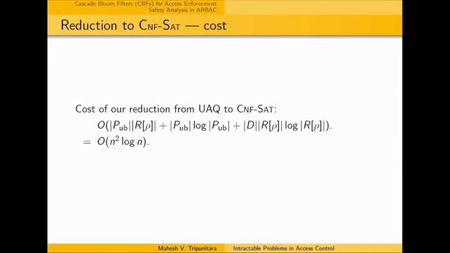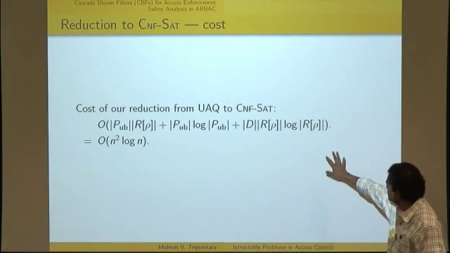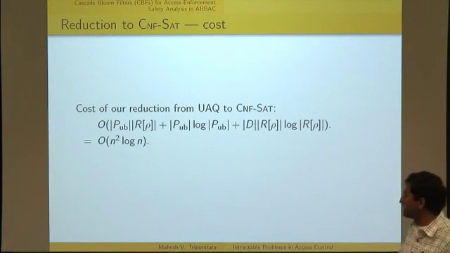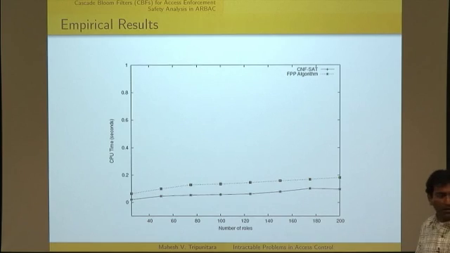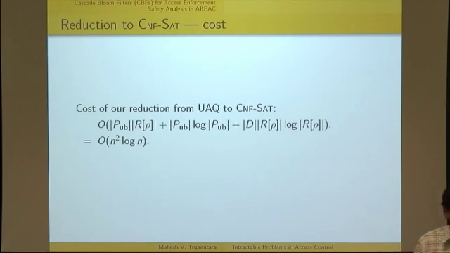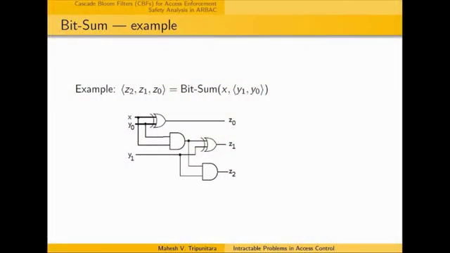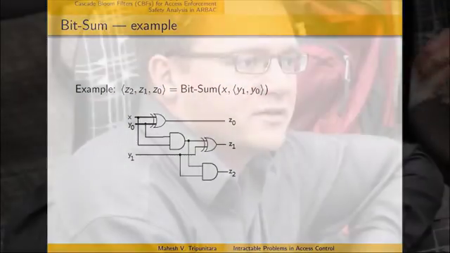All said and done, the cost of a reduction from UAQ to CNF SAT ends up being n squared log n. And the log, again, we expect because of this counting thing. But in a nutshell, in the previous bit sum, you're doing a cardinality check, right? Yes. And so there are many ways of doing the encodings of cardinality constraints. They have different properties with respect to propagation of the SAT solvers.